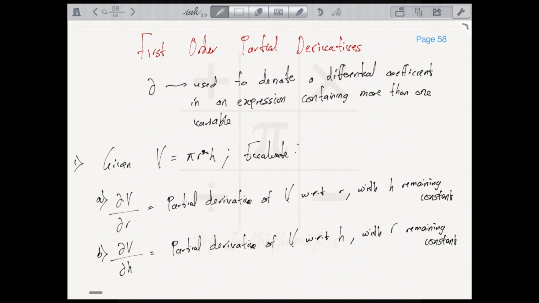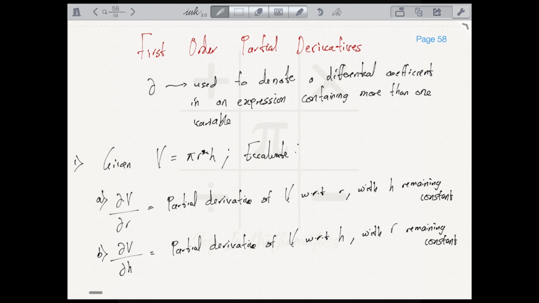In partial differentiation, a curly d is used to denote a differential coefficient in an expression containing more than one variable. Now let's look at the volume of a cylinder, for example.